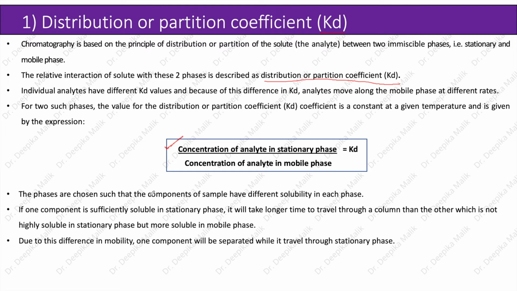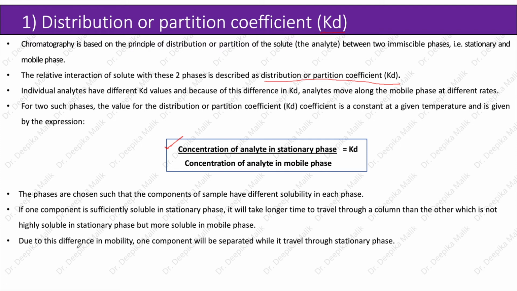The phases are chosen such that the components of the sample have different solubility in each phase. If one component is sufficiently soluble in the stationary phase, it will take a longer time to travel through a column than the other which is not highly soluble in the stationary phase but more soluble in the mobile phase.